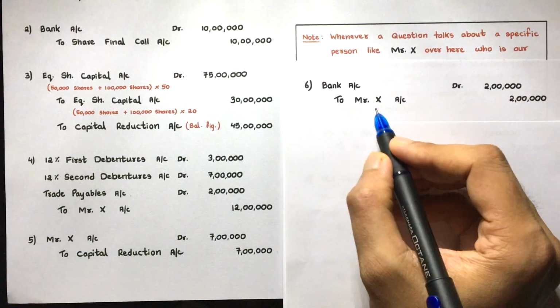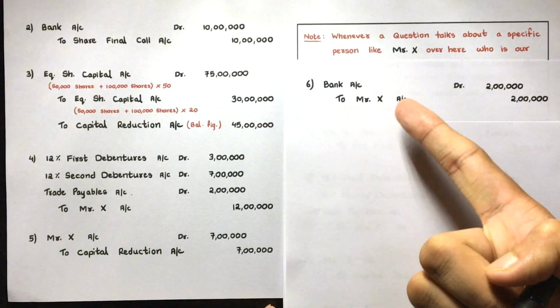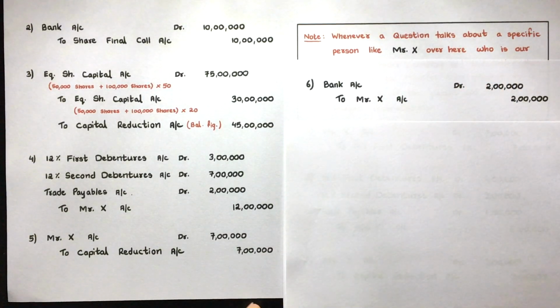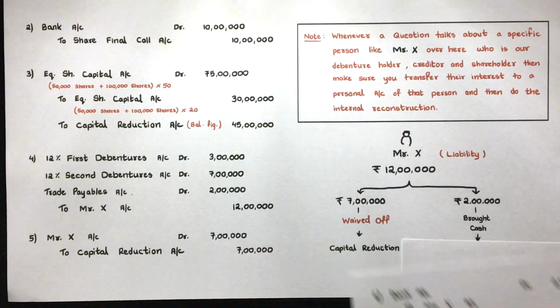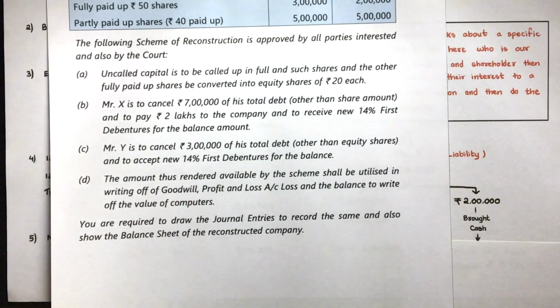Yeah, he has brought the money, no? So bank account debit to Mr. X, like that. So now our liability to Mr. X has increased by 2 lakhs. Yeah, because we have got money from him. Is that clear? This is what has happened. Okay, so we are doing this adjustment piece by piece. Always do that. Don't do everything in combination. You will make a mistake.